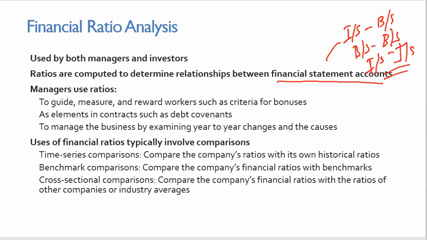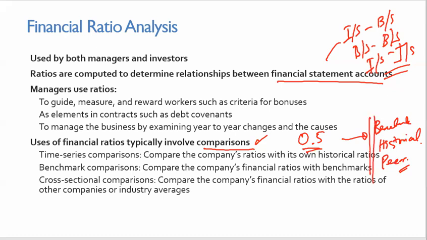Uses of financial ratios typically involve comparisons. So a financial ratio is only relevant if there's a comparison. Okay? So for example, say you computed a ratio of 0.5. That 0.5, if there is nothing to compare against, no benchmark or historical data, or peers, based on what the ratio of its competitors is, the financial ratio is useless, right?